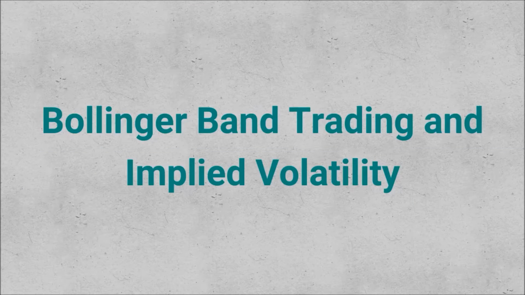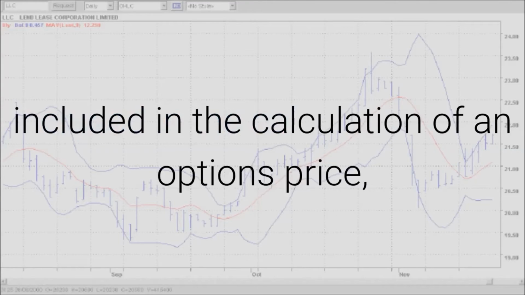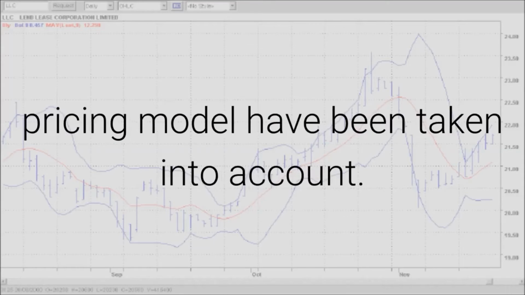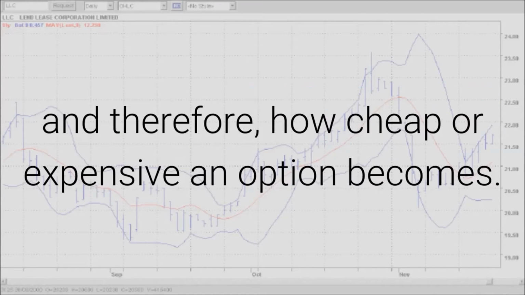Now let's look at Bollinger Band trading and implied volatility. Implied volatility is that extra factor included in the calculation of an options price after all other elements of an options pricing model have been taken into account. It reflects the expected future price movement of the underlying and therefore how cheap or expensive an option becomes.